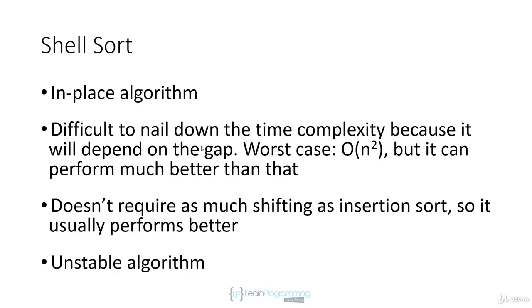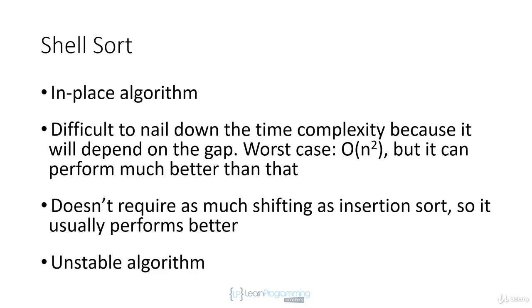So shell sort is an in-place algorithm, just like insertion sort. We're working within the original array. Now, as you saw, it's really difficult to nail down the time complexity because it's going to depend on the gap. It's going to depend on the method that you're using to choose the gap. In the worst case, it can be quadratic. We saw that when we went out to the table on Wikipedia, but it can also perform much better than that. It doesn't require as much shifting as insertion sort, so as I said, it usually performs better than insertion sort.